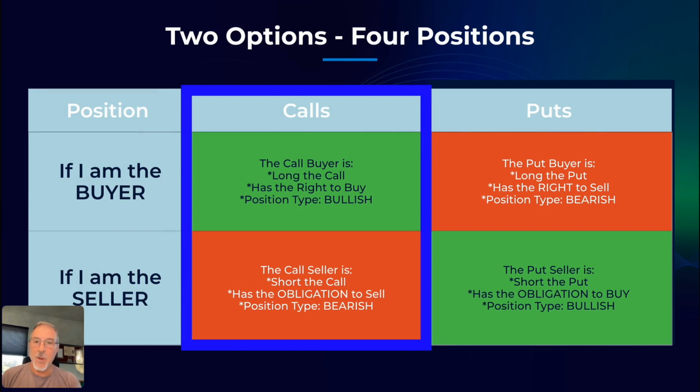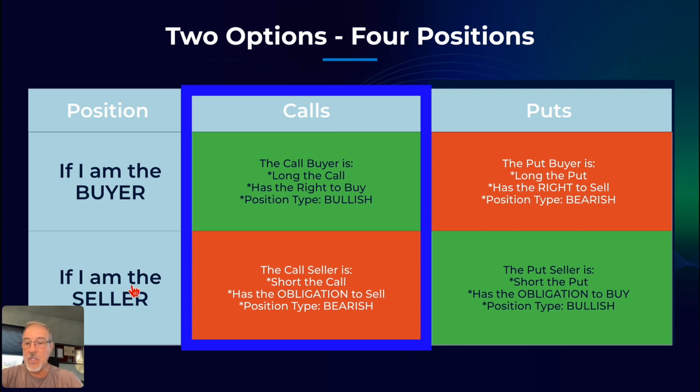There are really only two options out there: puts and calls. But you can have four positions. I can be the buyer of a call, which gives me the right to buy. This is a bullish position. You can be a buyer of puts. I buy a long put that gives me the right to sell something at a certain price. This is considered a bearish position. I would buy a put if I think the market might go down.